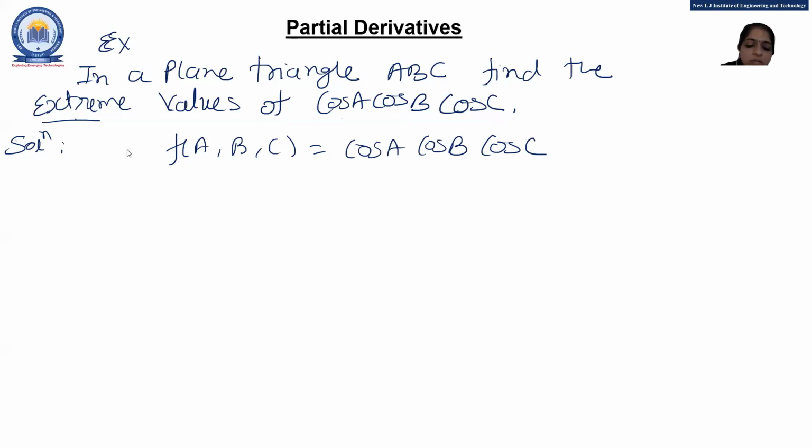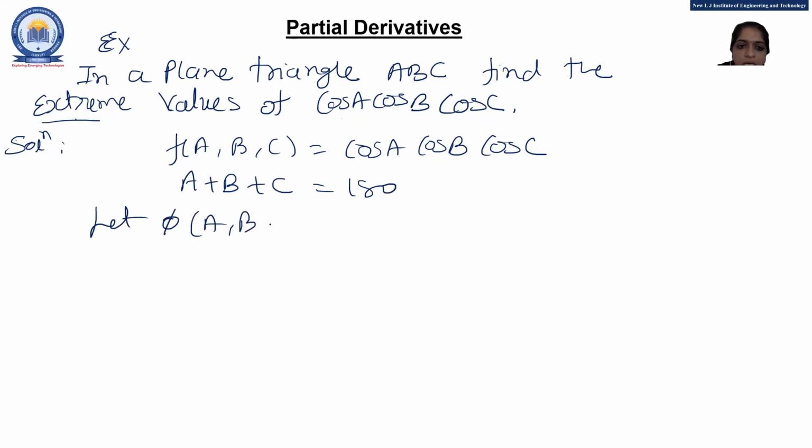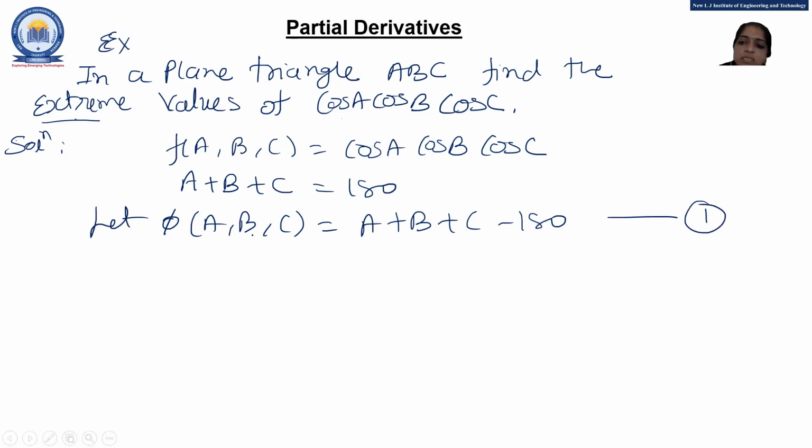Students, our constraint is here: in any triangle, the summation of all three angles is 180. Okay, so this is our constraint. So let phi of ABC is equal to A plus B plus C minus 180, and this constraint we call phi of ABC, and this one is our equation 1.